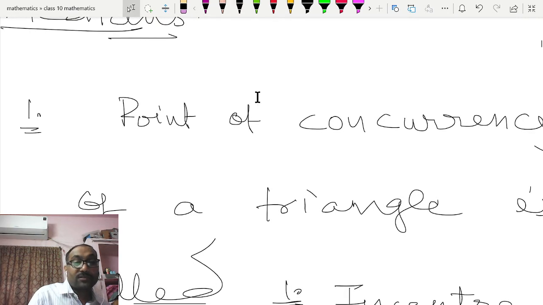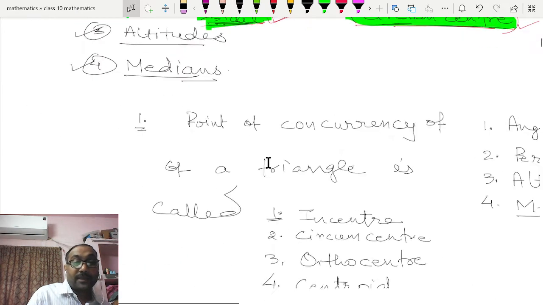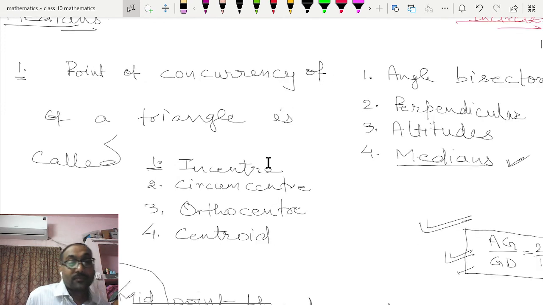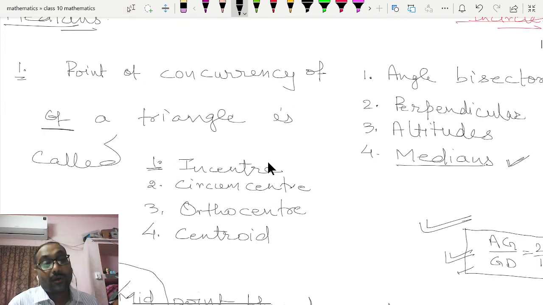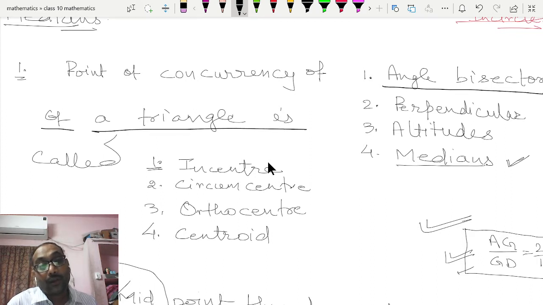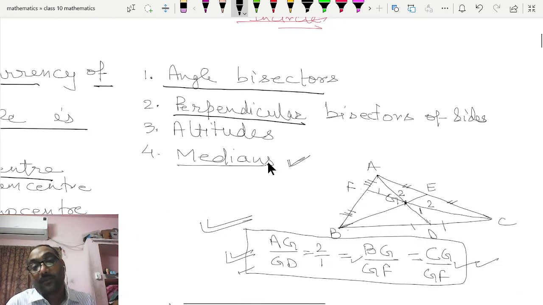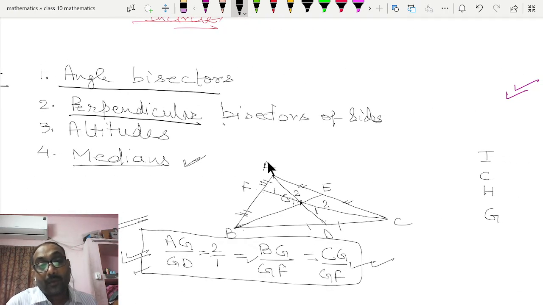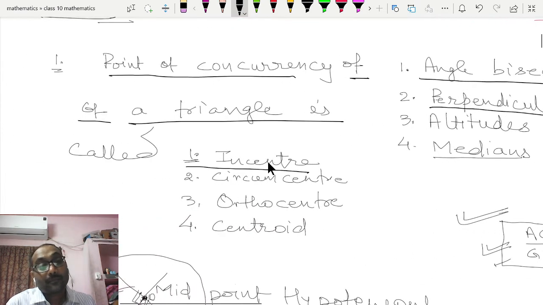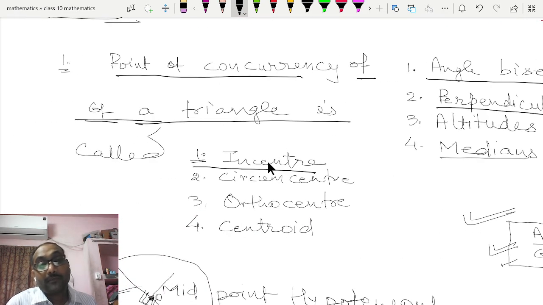Now here are the definitions. See, I am writing in proper order. So the point of concurrency of angle bisectors of a triangle is called in center. In other words, the second definition: the point of concurrency of perpendicular bisectors of sides of a triangle is called circumcenter.